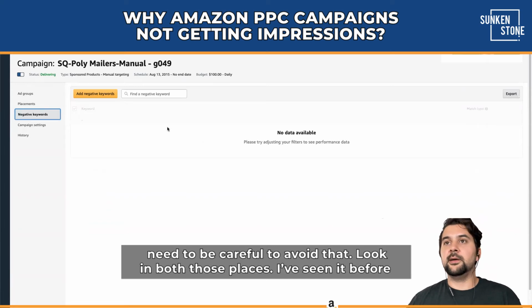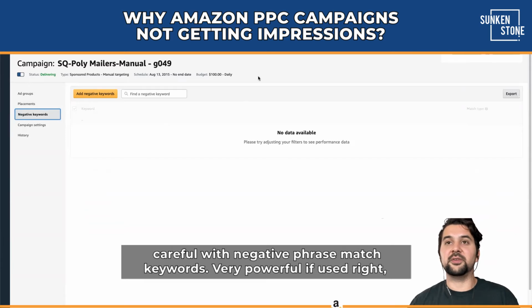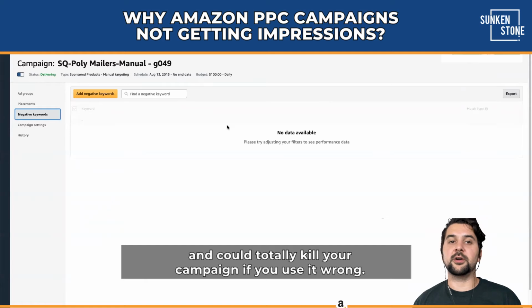I've seen it before. It can really kill your account performance if you do it wrong. So be very careful with negative phrase match keywords. Very powerful if used right. Can totally kill your campaign if you use it wrong.